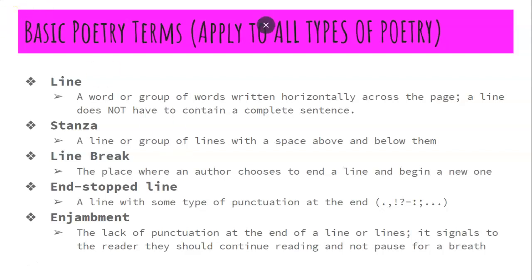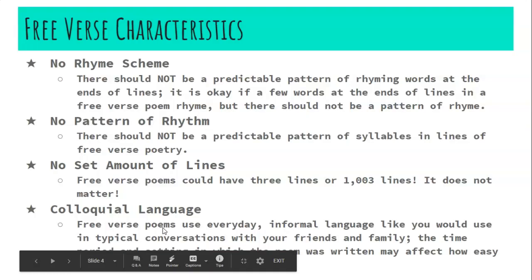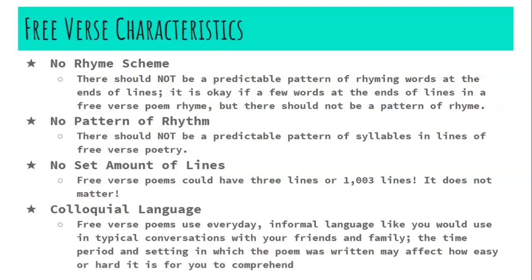Okay, so these again are the basic poetry terms that would apply to all types of poetry, no matter what we read this year: line, stanza, line break, end-stop line, and enjambment. You'll see those in all types of poetry. What we're going to talk about next are specific characteristics that you will see in free verse. By the way, you might see some of these other characteristics in other types of poems too that we'll talk about later on this year, but you will find all of these things in free verse poetry.